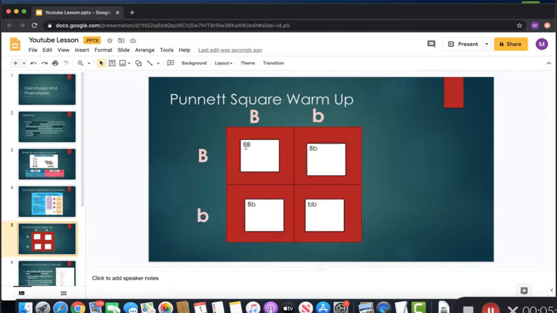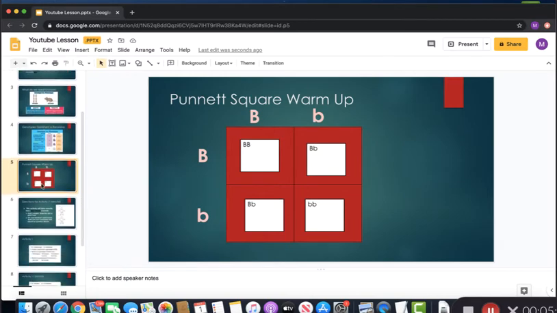1 homozygous dominant, 2 heterozygous, and 1 homozygous recessive. That is how we ended up with those flowers to the side. Now, using this knowledge, this can be applied to our daily lives.